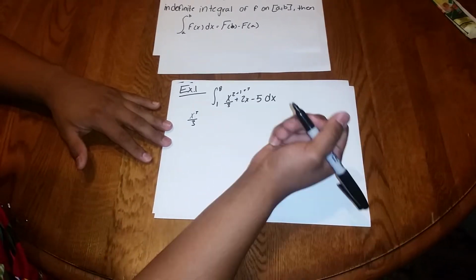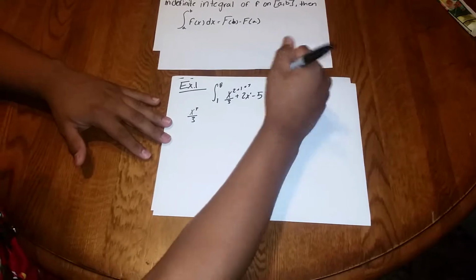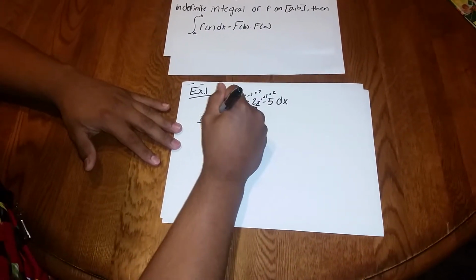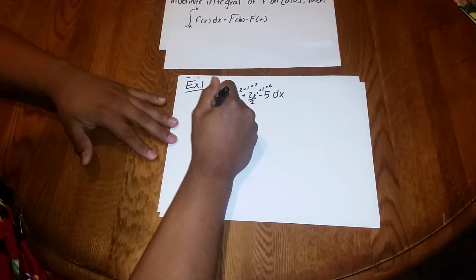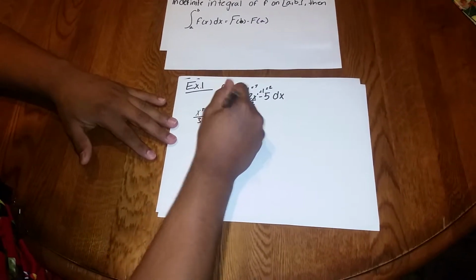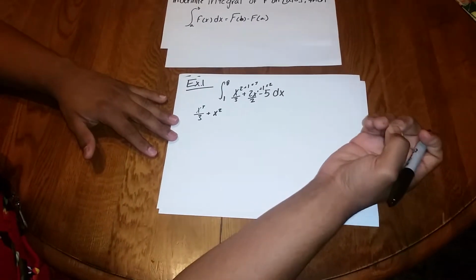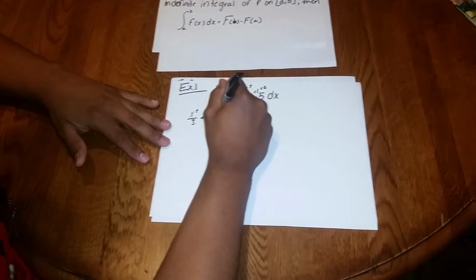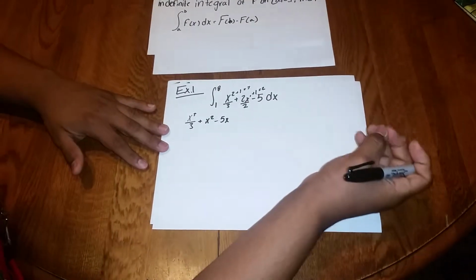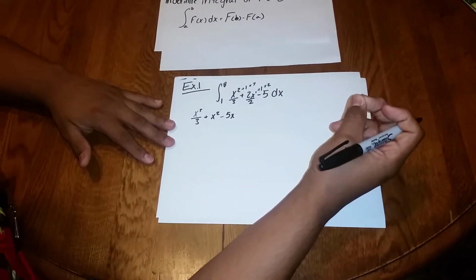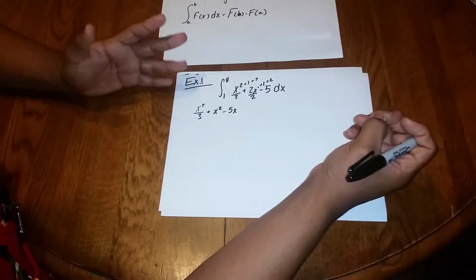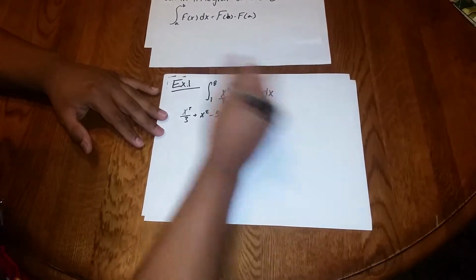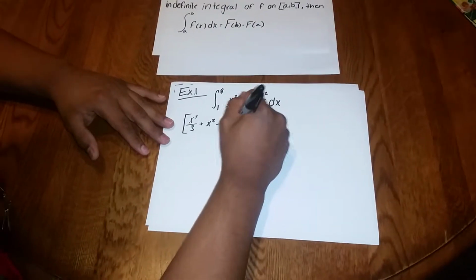What about 2x though? 2x has a 1 as its exponent, so you add 1, which gives you 2. You put it over 2, so your antiderivative for 2x would be plus x squared, and then you have a minus 5. The antiderivative of the constant 5 would be 5x, so minus 5x, because once you find the derivative of any x, you automatically know it's going to be either 1 or whatever the number in front of it. So this equation is going from 1 to 8.